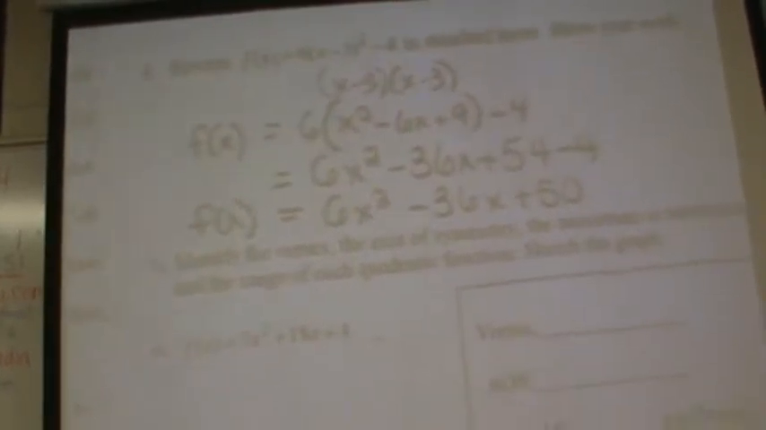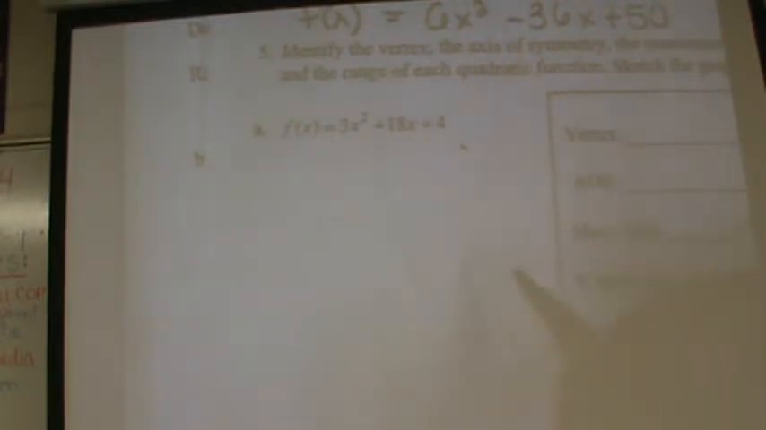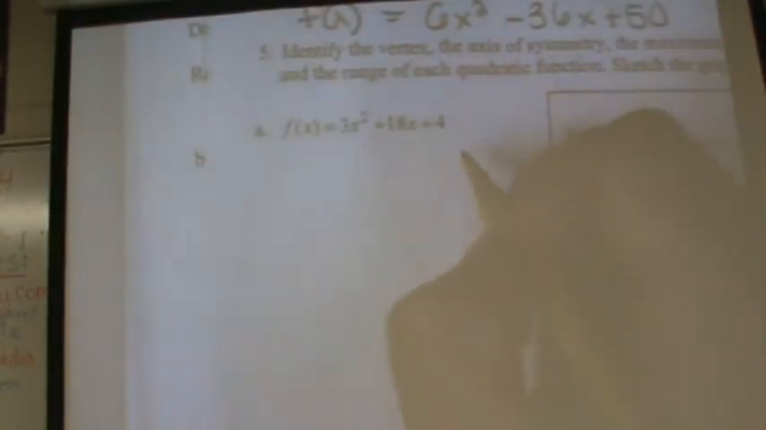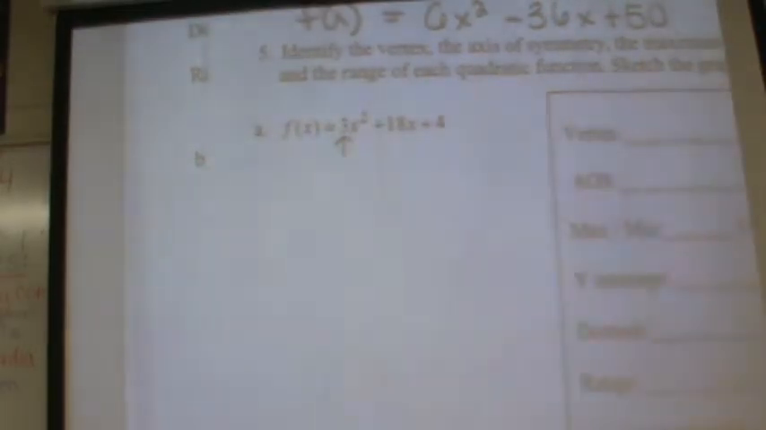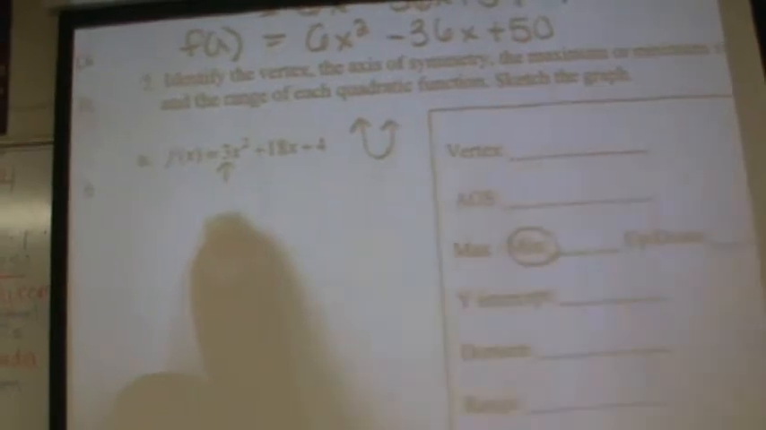Number 5. How do you identify the vertex or any of these items: the axis of symmetry, the max and the min, the range, the domain, and sketching it, the y-intercept? This is standard form. There are 2 nice things about standard form. This a value, if it's positive, what do you know about it? The graph is going up. If it's going up, our vertex is a minimum.